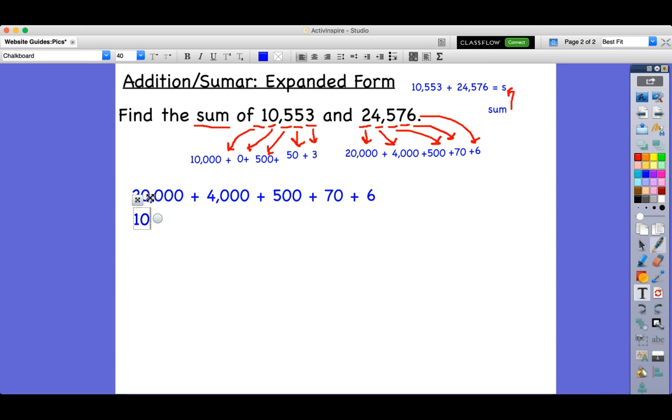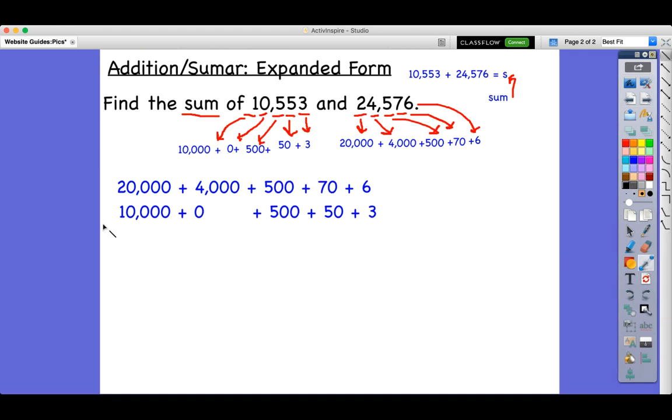So I have 10,000 with this 0. I want to make sure it's lined up. So I'm going to put that 0 there, and I'm going to make some space and line up my plus signs so that my 500 and my other hundreds place, also 500, are both lined up. Then I have a 50 in the tens place and a 3 in the ones place. Now this kind of starts to look like what some people call stacking or standard algorithm or standard method, where we're just going to add the numbers up and down.